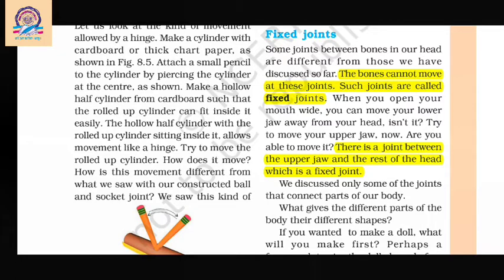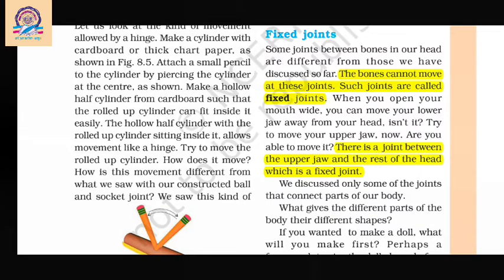And this type of joint is present in our body, such as the joint between the upper jaw and the rest of the head, which is a fixed joint. In our skull there is a lower jaw and an upper jaw, so the joint between the upper jaw and the rest of the head is the fixed joint, which means it cannot move. The bones that are present near this joint cannot move.